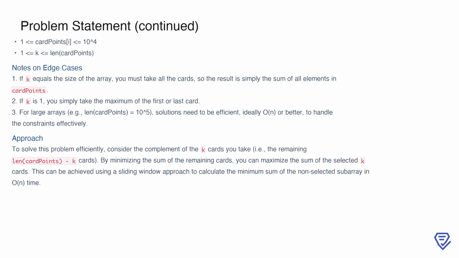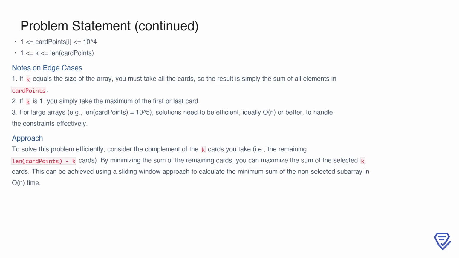Understanding the constraints and edge cases is crucial for solving this problem efficiently. First, if k equals the size of the array, the result is simply the sum of all elements in cardPoints. Second, if k is 1, the solution involves selecting the maximum of the first or last card. However, for larger inputs where the array size can reach up to 100,000, an efficient solution is necessary.